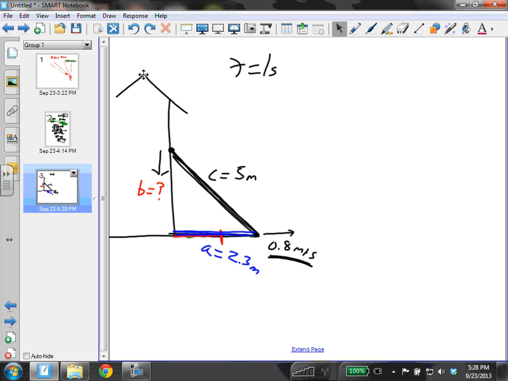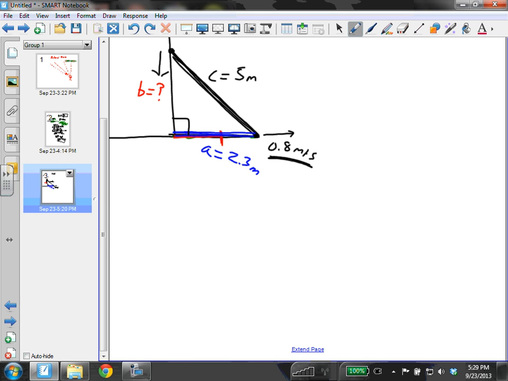And hopefully you can see, because we have a right triangle right here with sides A, B, and C, that the formula that's going to connect all of these sides together, and how they have to relate to one another, will be the Pythagorean theorem. So our magic formula in this case is going to be A squared plus B squared equals C squared.